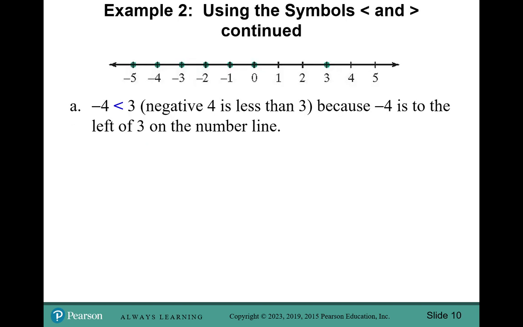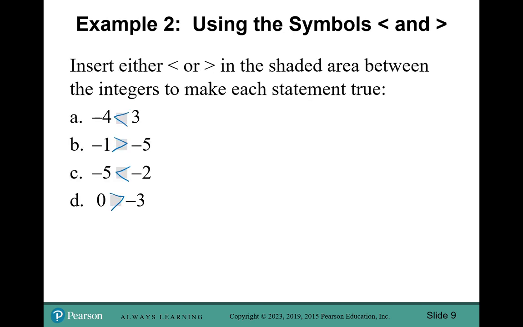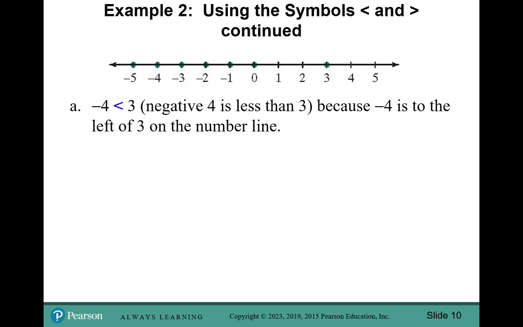Alright, let's continue using the symbols less than and greater than. Now we have a number line here, and we have some numbers plotted on this number line: negative 5, negative 4, negative 3, negative 2, negative 1, 0, and 3. A says negative 4 is less than negative 3 because negative 4 is to the left of negative 3 on the number line. This is just going over the previous examples we did, looking at it on a number line as well. So found on the number line here, negative 4.